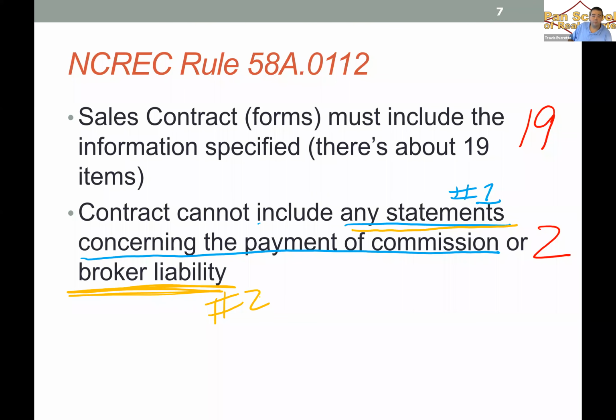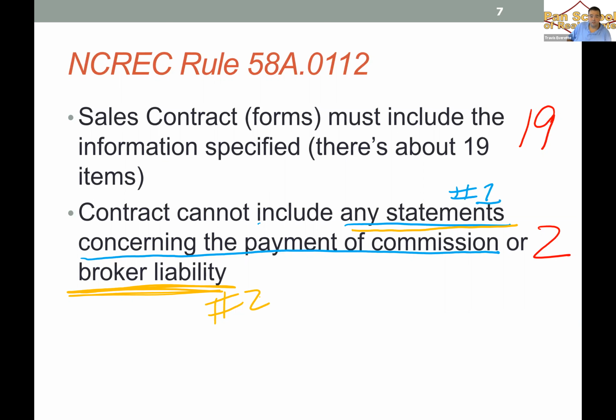Just like we can't put in there that we're going to be paid 6% commission, we can't put in there that we're not liable, we can't be sued, we're not responsible for mistakes, we're not responsible for misrepresentation. Seth put it a good way over there in the chat. Any statement that would get us off the hook and keep us from getting sued, we're not allowed to put it in the sales contract.